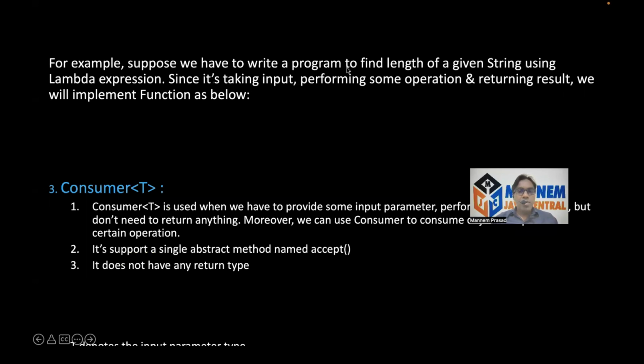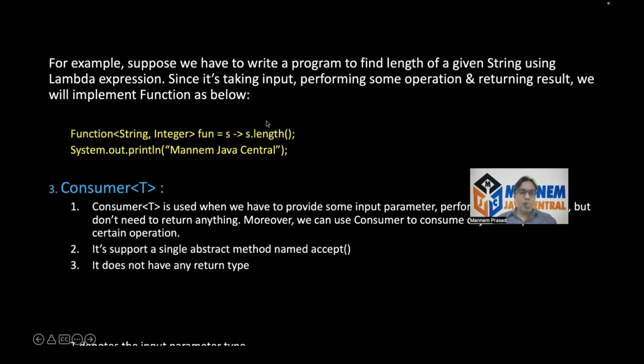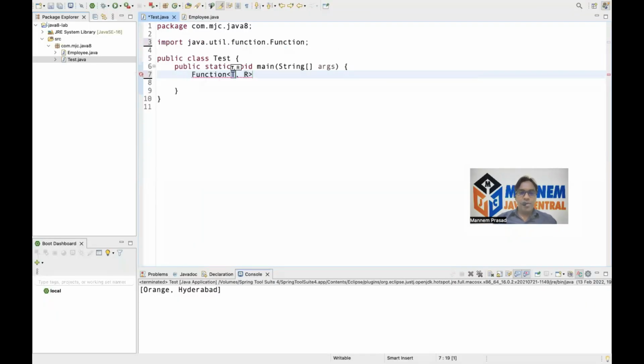See, I have a small example to find the length of a string using lambda expressions. Since it is taking an input string, performing some operation and returning the result, we will implement the function as in this code snippet. So s arrow s dot length is a lambda expression. This implementation is to find out the length of the string, and this is assigned to a function reference variable. That's it. Let's write the code in IDE and see the result. Function, it will take String as input and it will return the output in the form of Integer.